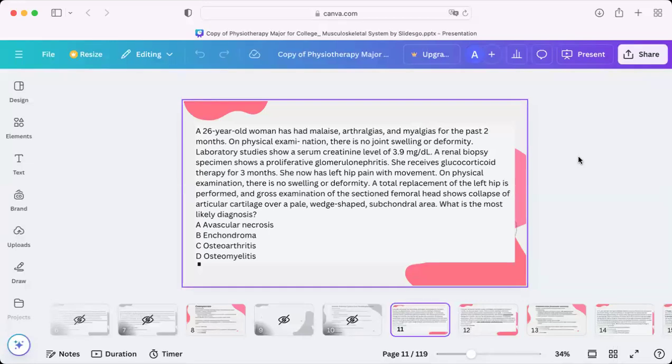Okay, you guys are coming in quick with the answers. So why are you thinking it's avascular necrosis? And what in the clinical picture, apart from the pathology, which is the pale wedge-shaped subchondral area, what in the clinical... good job, Nasser, it's the corticosteroids. So corticosteroids can predispose not only to osteoporosis, but also to avascular necrosis.